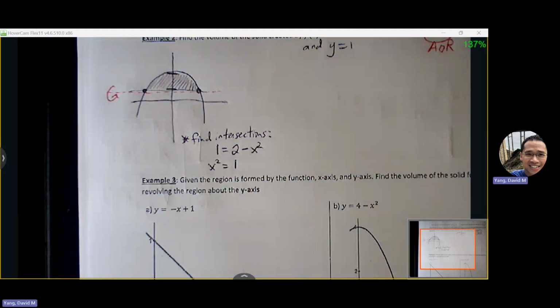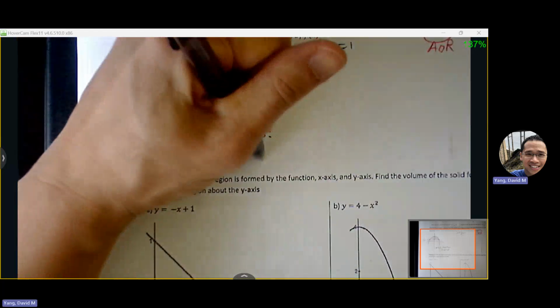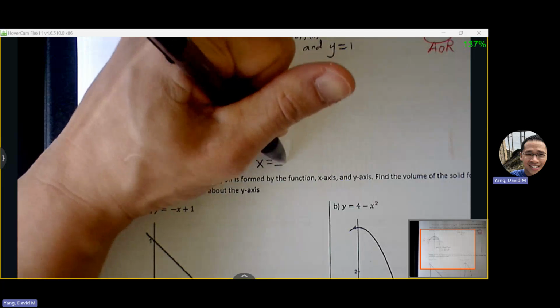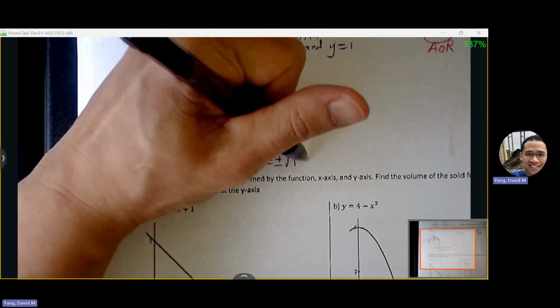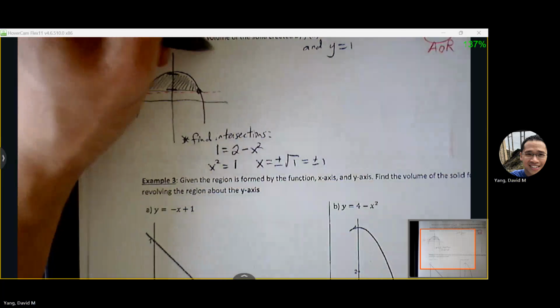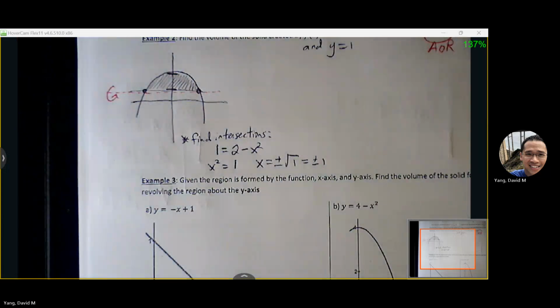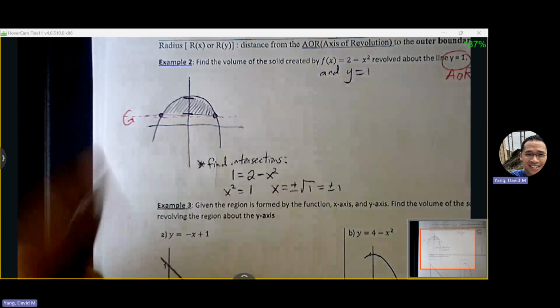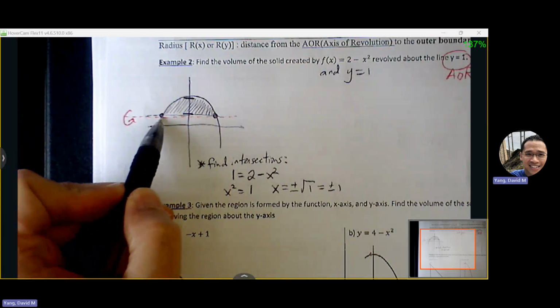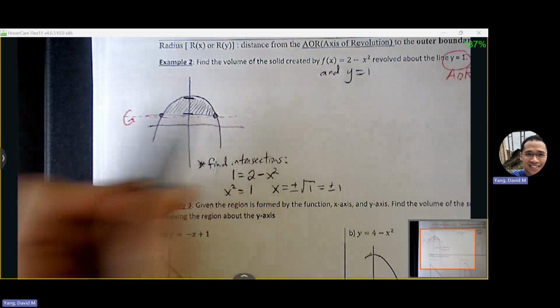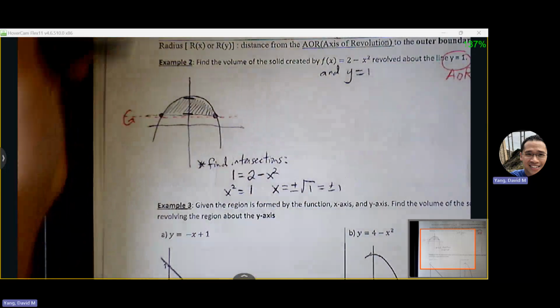X squared is equal to 2 minus 1, which is 1. Take the square root, I get plus or minus square root of 1, which is plus or minus 1. So we know we're starting at -1 and we're ending at +1. Let's draw our representative radius.